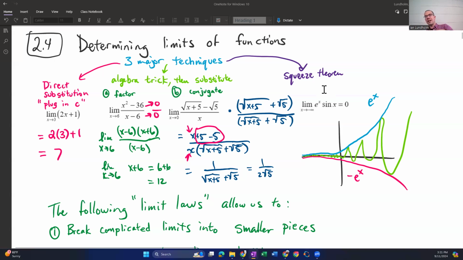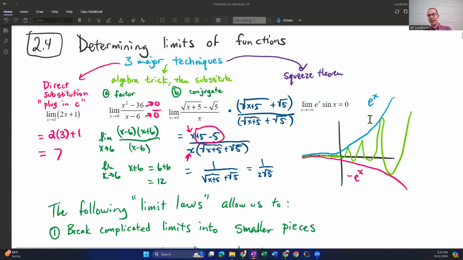And then the third major technique will involve the squeeze theorem or the sandwich theorem. We mentioned this earlier, as a strategy for when we have a function that is misbehaving. E to the x times sine of the x would continue to grow over time, but it would also continue to oscillate. And so we get this weird green oscillating pattern that continues to grow in amplitude. But if we can sandwich that in between two more well-behaved functions, then we can evaluate the limits of those more well-behaved functions.